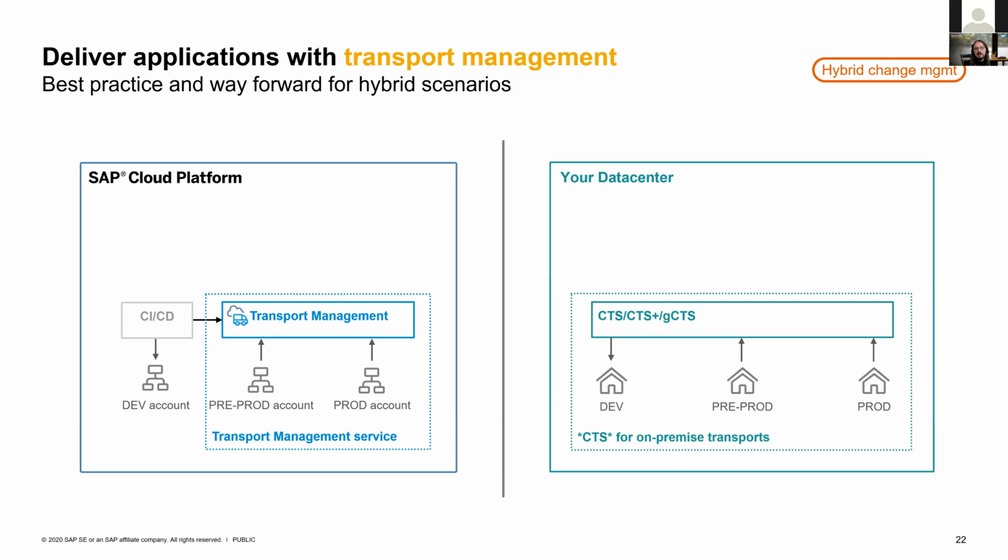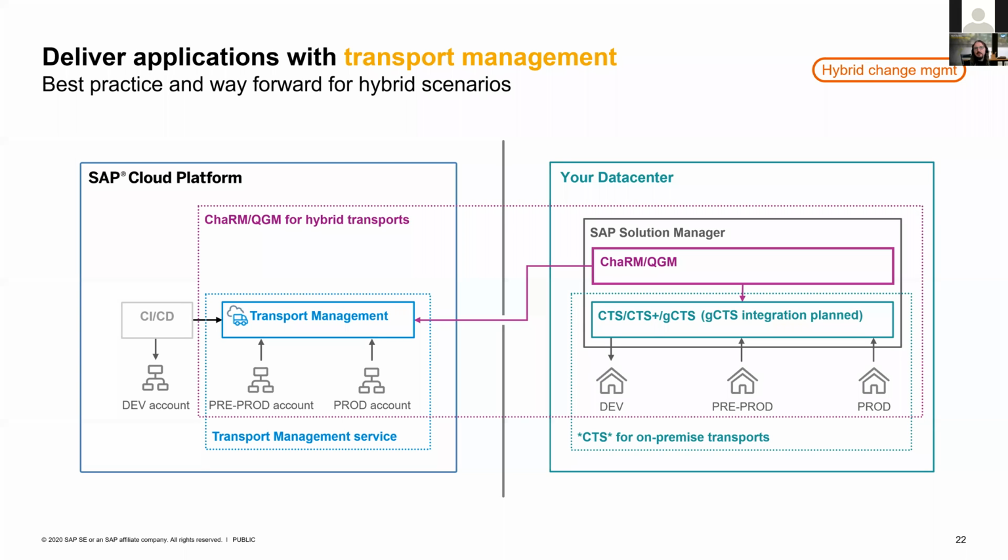And the step library from Project Piper also has a corresponding step, which eases you to have that automated handover directly out of the box. And finally, if you have requirements or processes around change management already running, for example, on SAP Solution Manager, we also have a direct integration of the cloud-based transport management service into ChaRM and QGM.